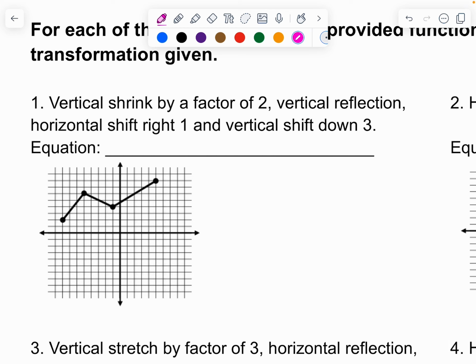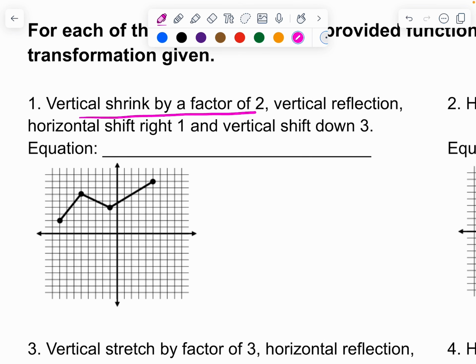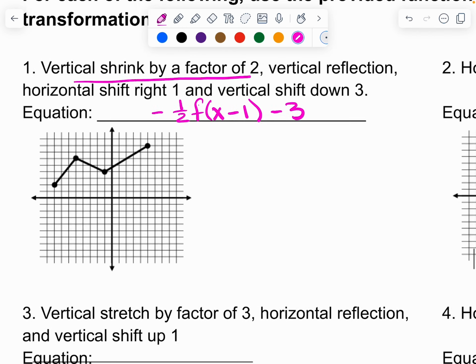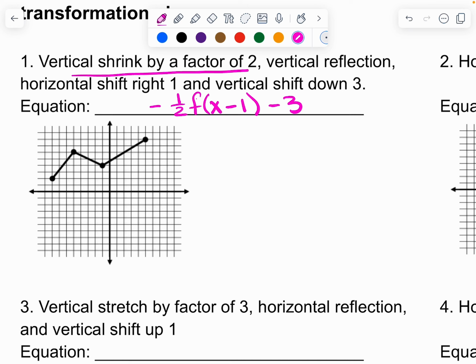Let's first write the equation. It says a vertical shrink, so that's 1/2, and it has a reflection. Then it has a horizontal shift right, so x - 1, and a vertical shift down, -3. And some of you may be going, oh, that's way too much stuff. And it is. It's a lot of stuff.